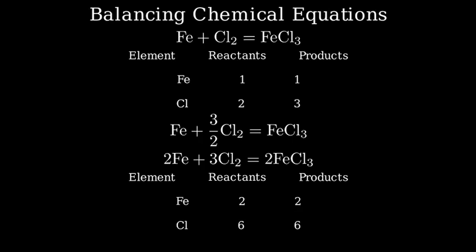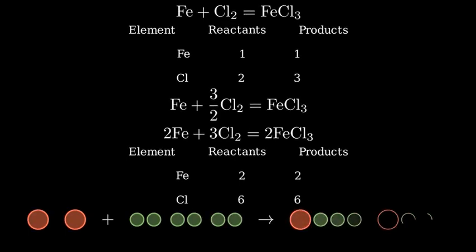Let's visualize this balanced equation using molecular diagrams. The left side shows 2 iron atoms and 3 chlorine molecules, each containing 2 chlorine atoms. These react to form 2 molecules of iron(III) chloride, where each iron atom is bonded to 3 chlorine atoms.